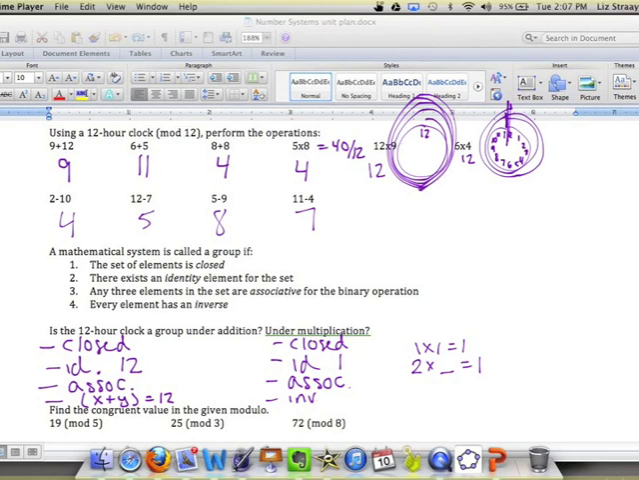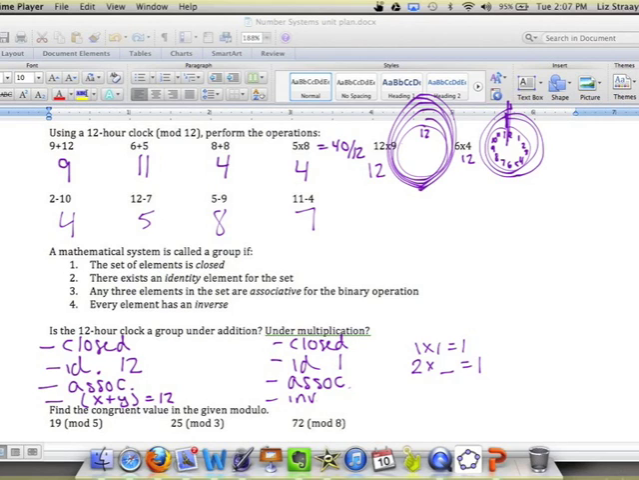2 times 3 is 6. 2 times 4 is 8. 2 times 5 is 10. 2 times 6 is 12. 2 times 7, that's 14, but that's really 2, right? 2 times 8 is 16, which would be 4. 2 times 9 would be 18, which is 6. 2 times 10 would be 20, which is not 1. 2 times 11 would be 22, which is also not 1. 2 times 12 would be 24, which is also not 1. So there was nothing I could do to make that turn into a 1.